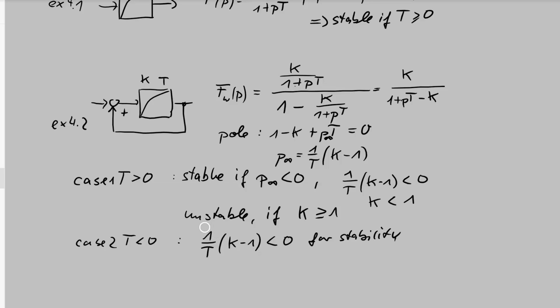Now this is negative, so at once we can say, okay, if this is negative, this part must be positive. So stable if k minus 1 is larger than 0, or k is larger than 1. Unbelievable, but true. I will explain this very quickly. If k is larger than 1, we get stability. For all other cases, instability.